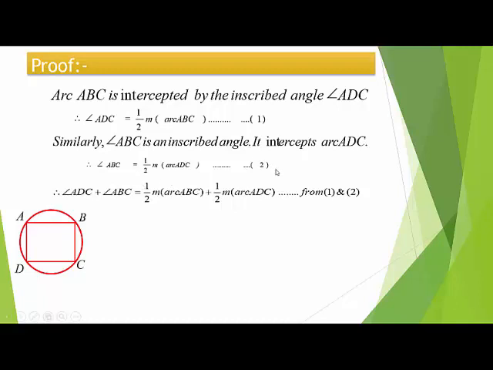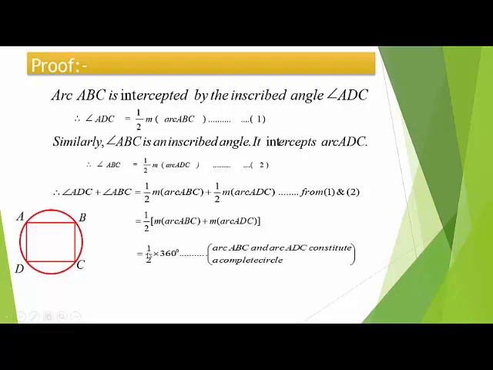Now from 1 and 2, we get angle ADC plus angle ABC is equal to 1/2 measure arc ABC plus 1/2 measure arc ADC. In these two terms, 1/2 is common. Take this out of the bracket, and in the bracket we write measure arc ABC plus measure arc ADC.